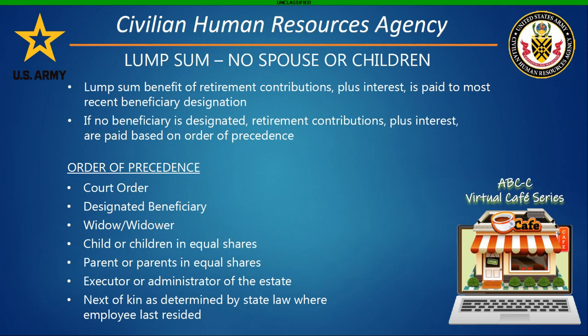So we have the court order, which will always precede everything because it is a legal and binding document. Then we have the designated beneficiary, which is where you decide you want your money to go. Then you have the widow or widower, which is generally a spouse, obviously. And then you have a child or children in equal shares, parent or parents in equal shares, the executor or administrator of the estate, and next of kin, which is determined by state law where the employee last resided.